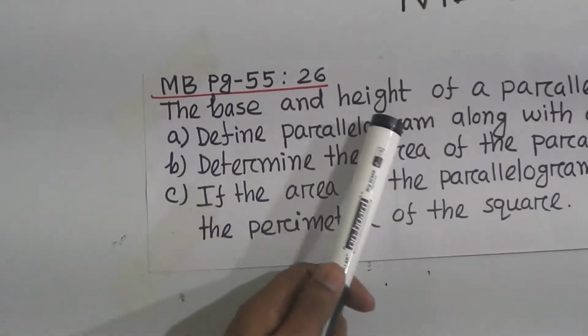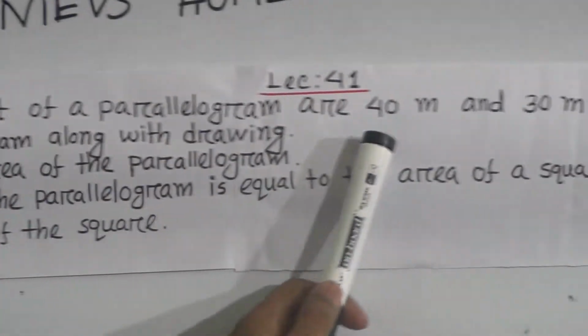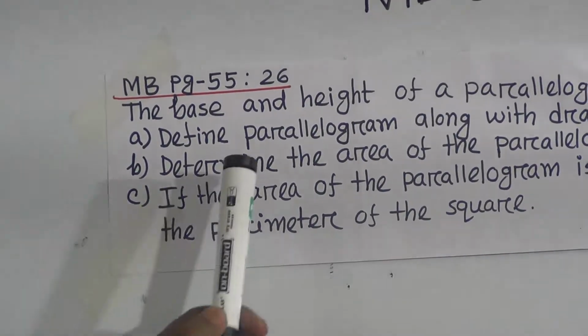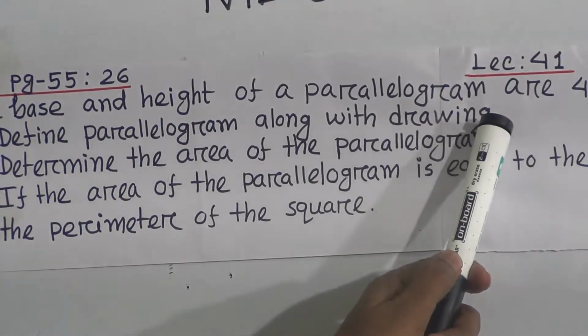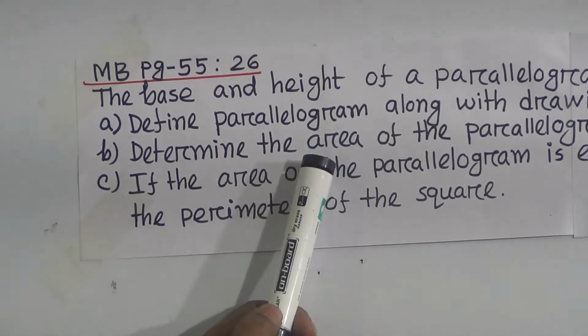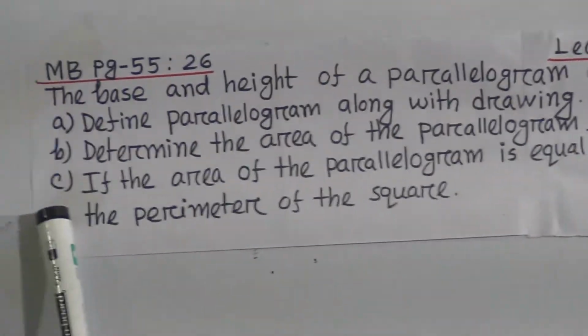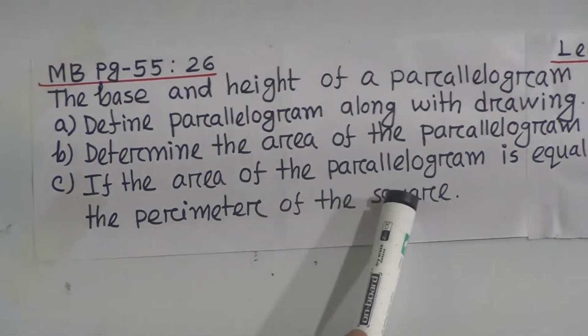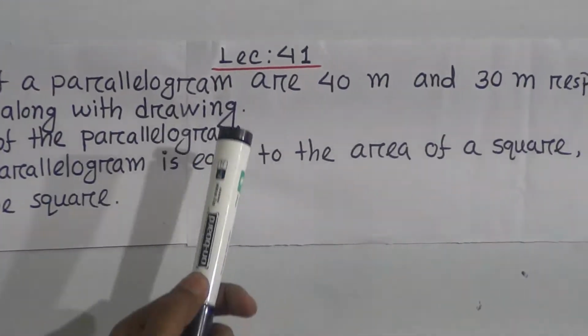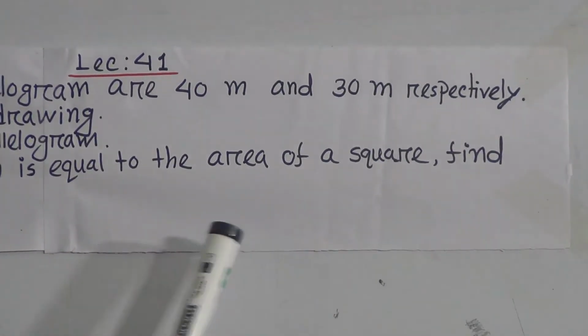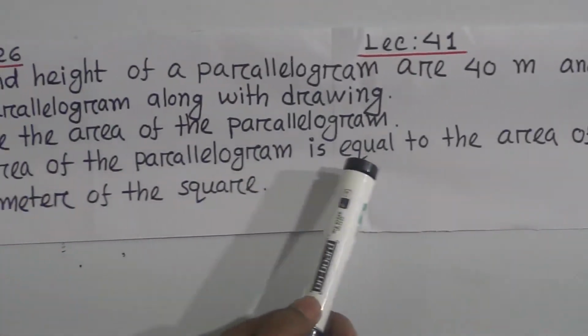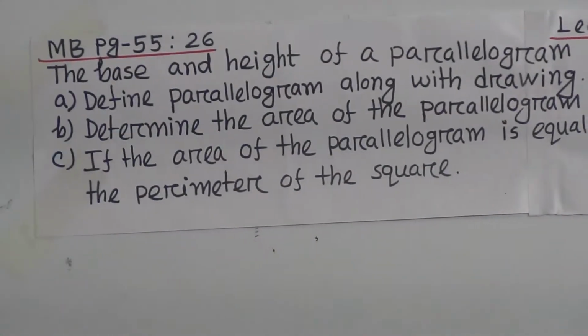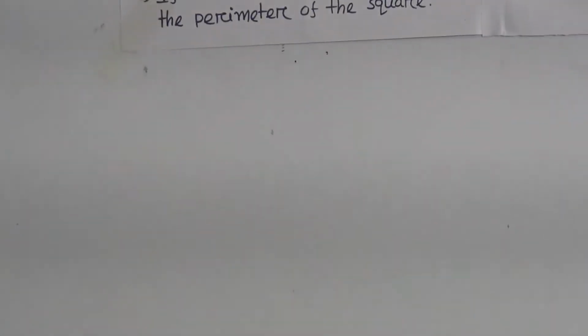The base and height of a parallelogram are 40 meter and 30 meter respectively. A number, define parallelogram along with drawing. B number, determine the area of the parallelogram. C number, if the area of the parallelogram is equal to the area of a square, find the perimeter of the square. Okay, first the definition of parallelogram.